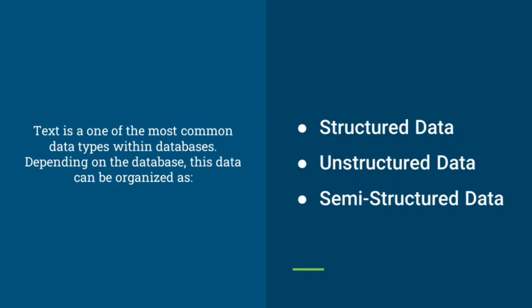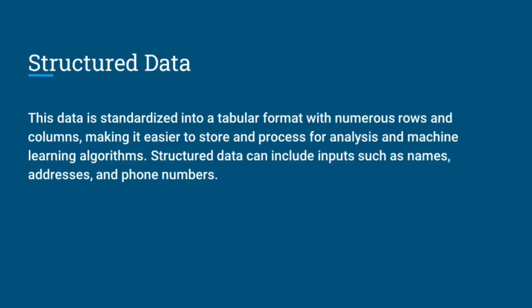Text is one of the most common data types within databases. Depending on database, this data can be organized as structured data, unstructured data, and semi-structured data. Structured data. This data is standardized into a tabular format with numerous rows and columns, making it easier to store and process for analysis and machine learning algorithms. Structured data can include inputs such as names, address, and phone numbers.